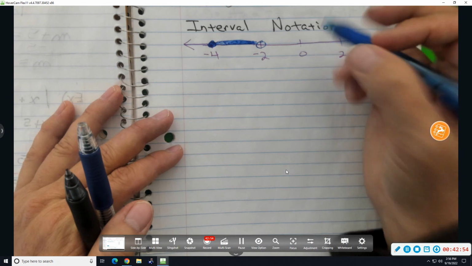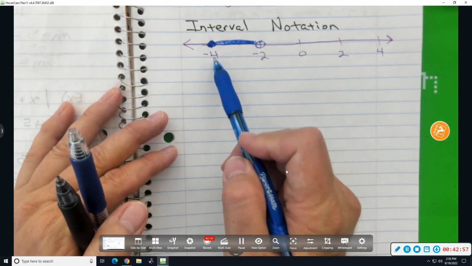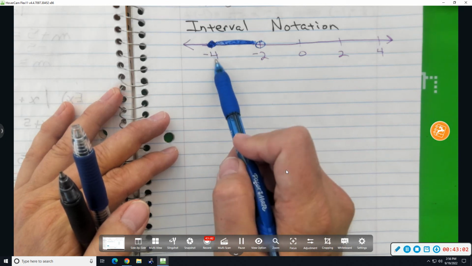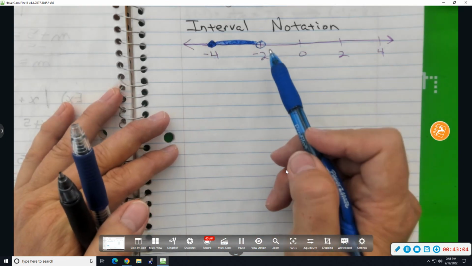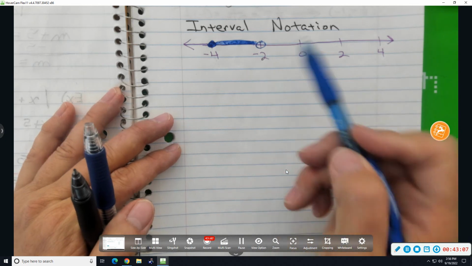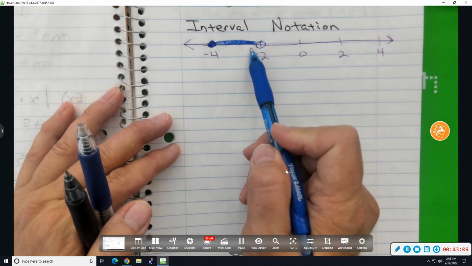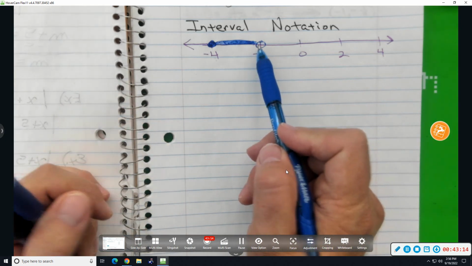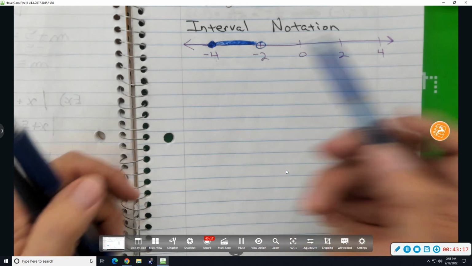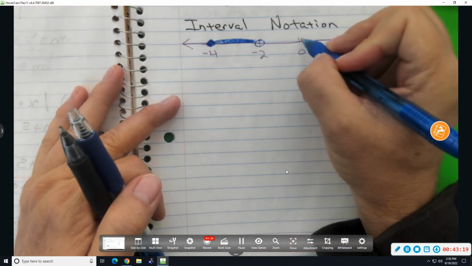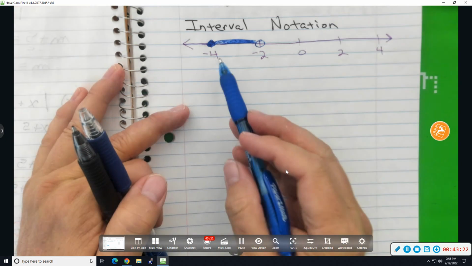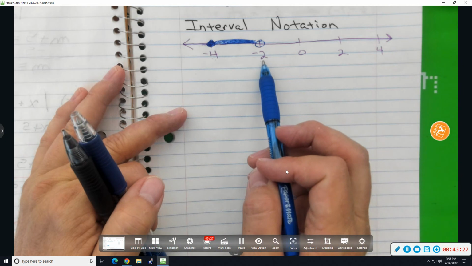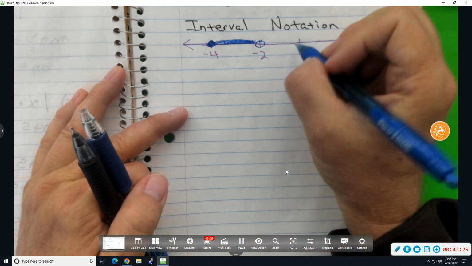Why not just say it right now? The closed circle means that that endpoint is included. Negative 4 is being included in that endpoint. The open circle means that negative 2 is not included. The numbers to the immediate left of negative 2, like negative 2.0000001, are included, but negative 2 itself is not. So the blue interval is all the numbers between negative 4 and negative 2, including negative 4, not including negative 2.